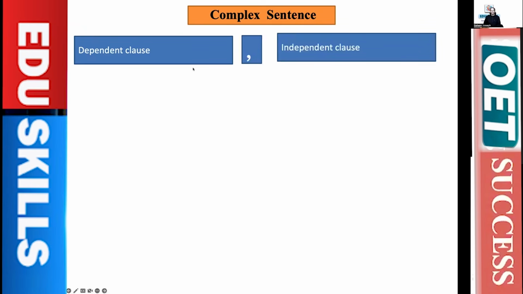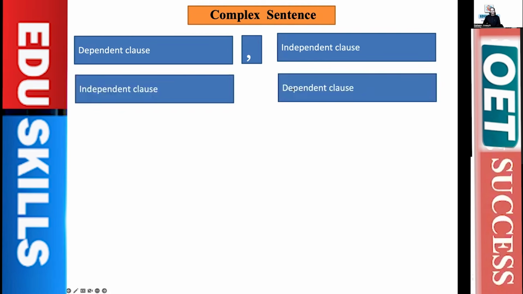Now, complex sentence: dependent clause, comma, independent clause. I said there are two clauses in a complex sentence. There's a dependent clause, which means, as the name sounds, it has to depend on an independent clause to make sense. A dependent clause itself will not have a meaning. So independent clause, and without a comma, you can write the dependent clause. This means if you write the dependent clause first, you must mark a comma, then write the independent clause. That's very important because, as regards your grammar, this is going to be penalized if you make a mistake here.